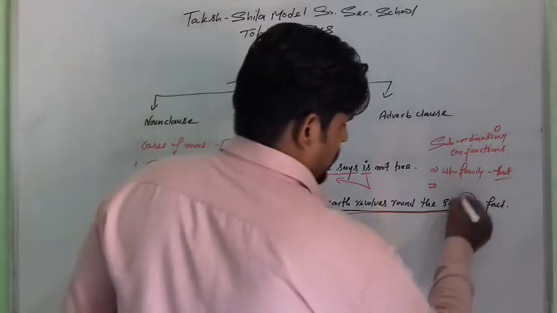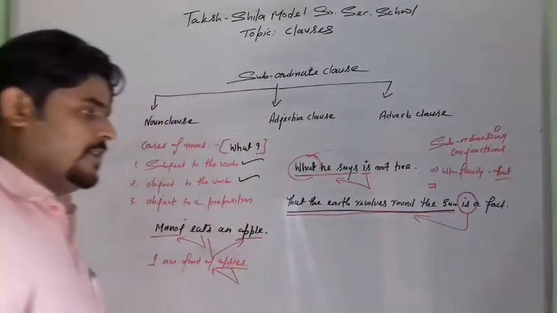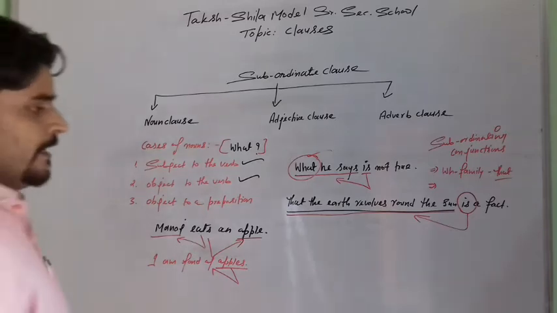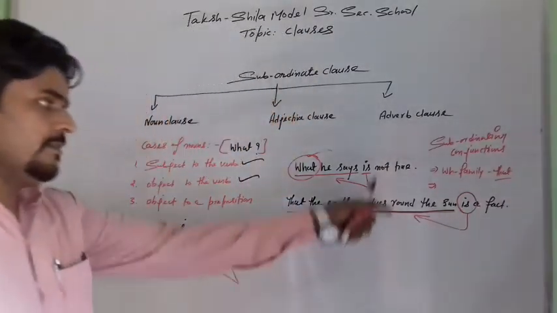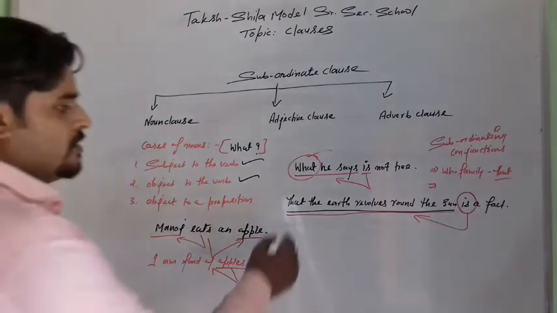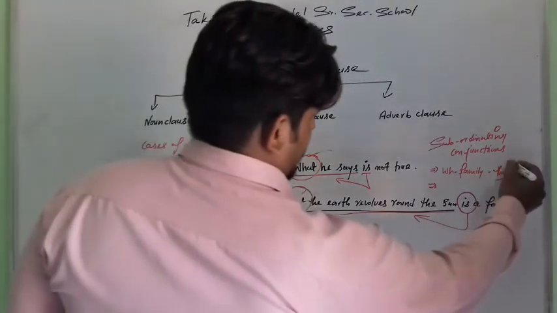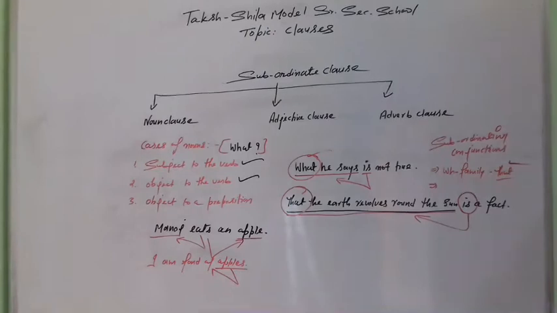Here, is is the verb and this group of words is used as subject to the verb, right? Hence, it is doing the action of a noun. And what is a fact? That the earth revolves around the sun. And here the conjunction is that, as I told you here, right?